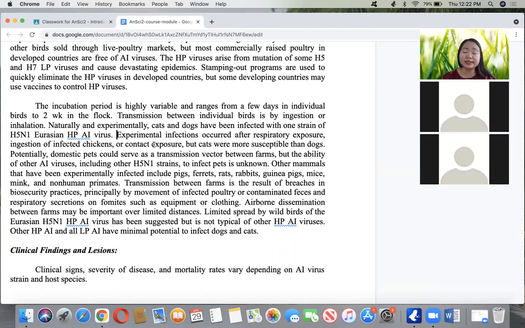Kagaya ng AIDS, no? AIDS came from a monkey. Alam niyo yon? AIDS po ma'am, galing sa monkey. Ito yan sa AIDS na virus. I forgot.